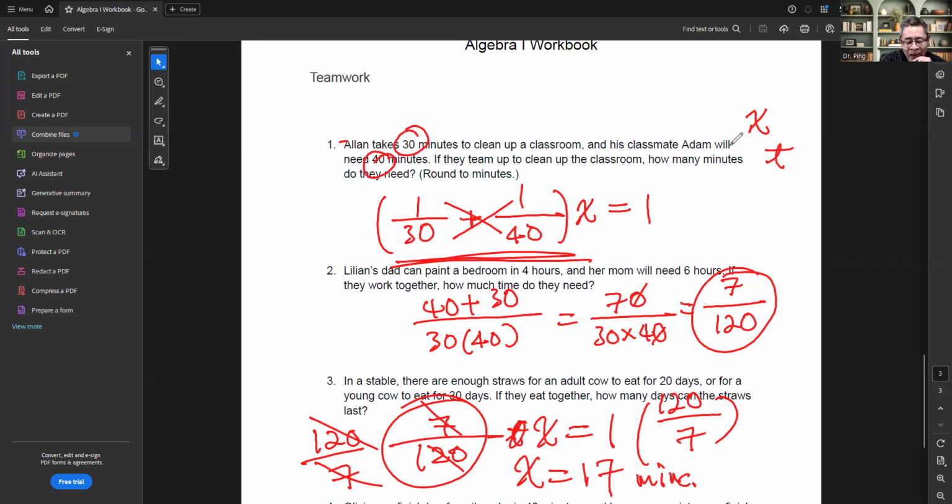Which makes sense because Alan will take 30 and Adam will take 40. Now, if Adam could also do it in 30 minutes, of course, together they'd take 15. But Adam took a bit longer, that's why this one is bigger than 15.